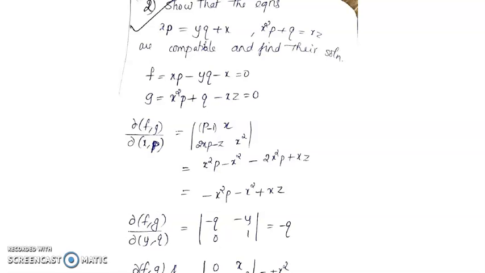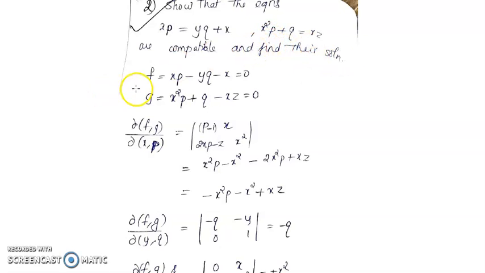So in today's class, we'll see a few problems for checking compatibility and how to find the solution of the nonlinear PDE using the condition for compatibility. So the first question is, show that the equations xp equal to yq plus x and x square p plus q equal to xz are compatible and find the solution.